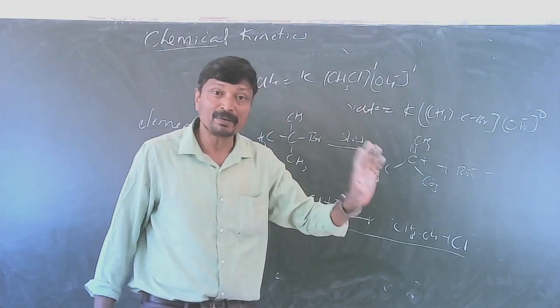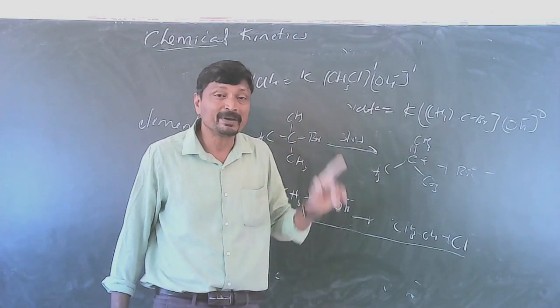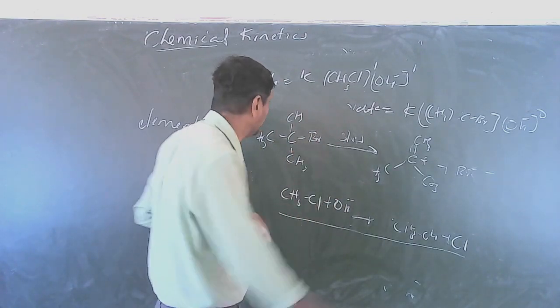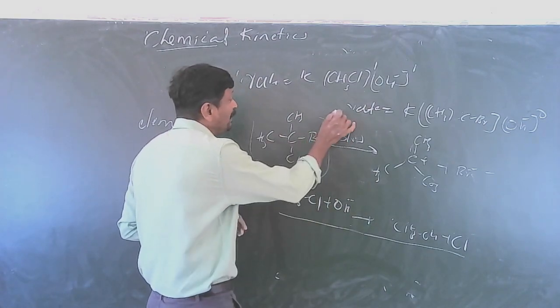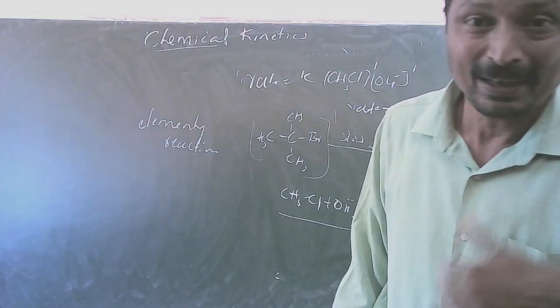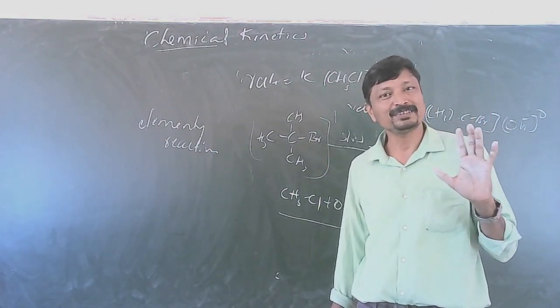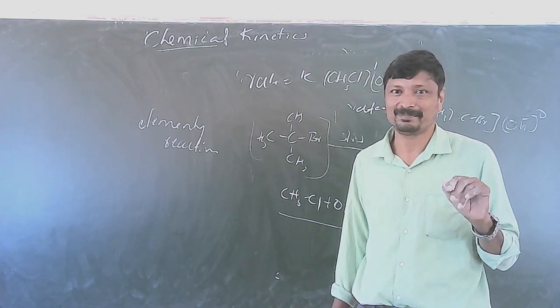Elementary step, we write the order because this is a slow step. Here the molar concentration depends only on tertiary butyl bromide. OH minus ion comes in at the next step, so the rate does not depend on the OH minus ion concentration. So this is called the mechanism.